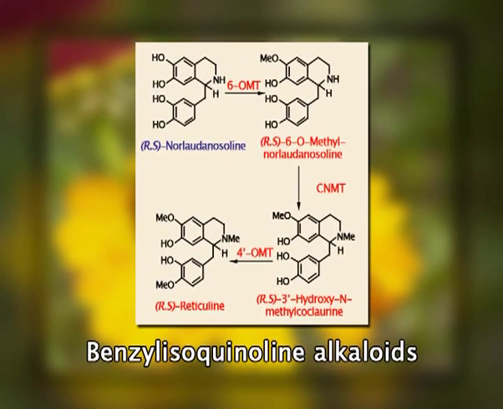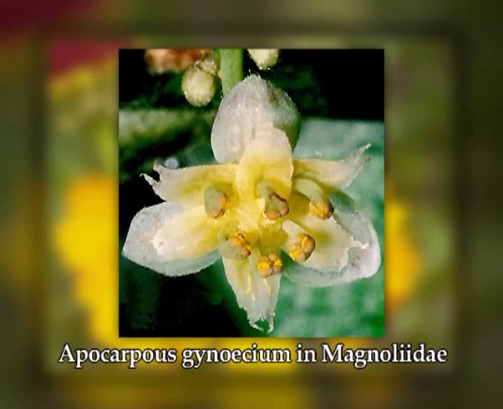Number four, the presence of isoquinoline alkaloids in the families Fumariaceae and Papaveraceae indicates a very close relationship between the two families. Fifth, on the basis of the distribution of benzyl isoquinoline alkaloids, several modern taxonomists including Takhtajan, Cronquist, Thorne, and Dahlgren rearranged the families with apocarpous gynoecium in Magnoliidae.